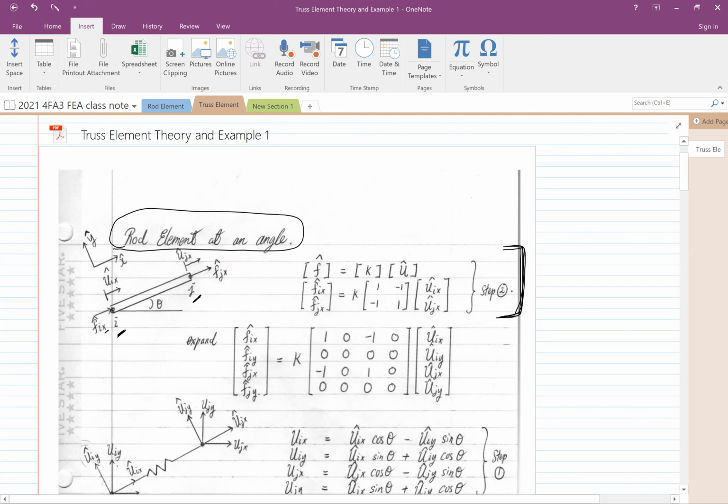Okay, so we rewrite the whole thing into matrix form. Guys, do you have questions? Any questions so far?